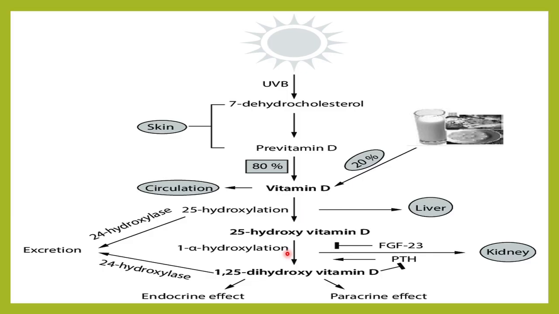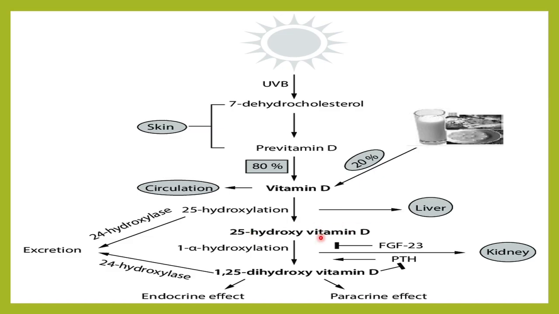Now this vitamin D is carried to the liver by a globulin, a protein, and in the liver hydroxylation takes place by an enzyme. So 25 hydroxy vitamin D is formed. There is another addition of the OH group, so now there are two hydroxy groups. So this is 25 hydroxy vitamin D.